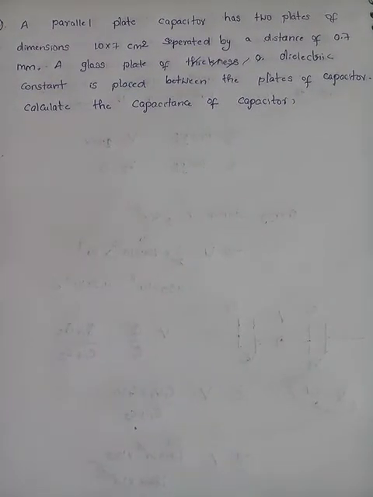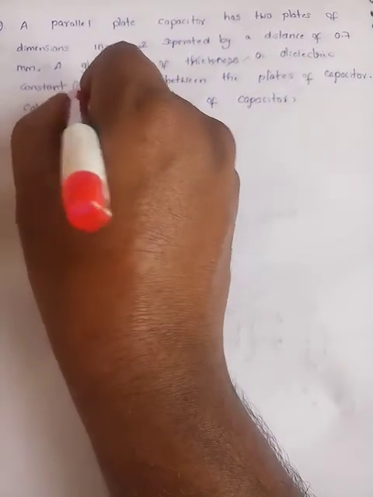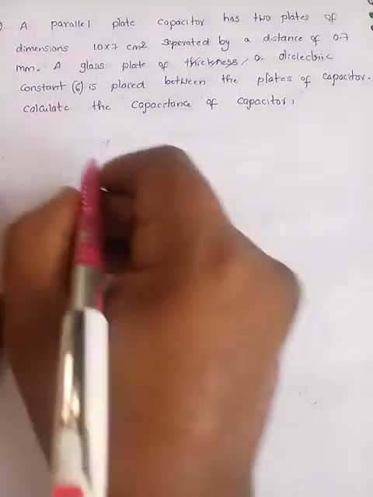So this question is also based on parallel plate only. A parallel plate capacitor has two plates of dimension 10 into 7 centimeter square, separated by a distance of 0.7 millimeter. A glass plate of dielectric constant 6 is placed between the plates of the capacitor. Calculate the capacitance of the capacitor. First we will write what are the given things.